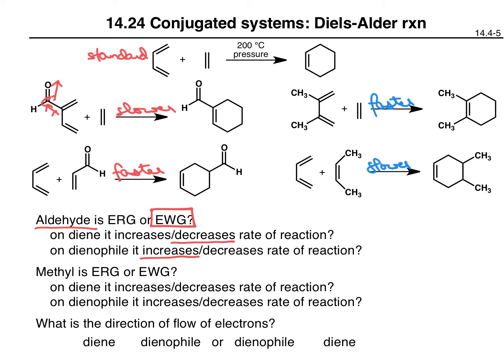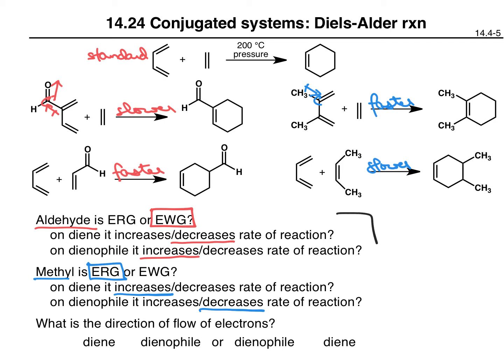Now, let's take a look at the methyl substituted compounds. The methyl group is an electron releasing group. An sp2 hybridized carbon is slightly more electronegative than an sp3 hybridized carbon, so it will be pulling electron density towards it. So the methyl group is an electron releasing group. Notice when it's on the diene, it increases the rate of the reaction, but when it's on the dienophile, it decreases the rate of the reaction.